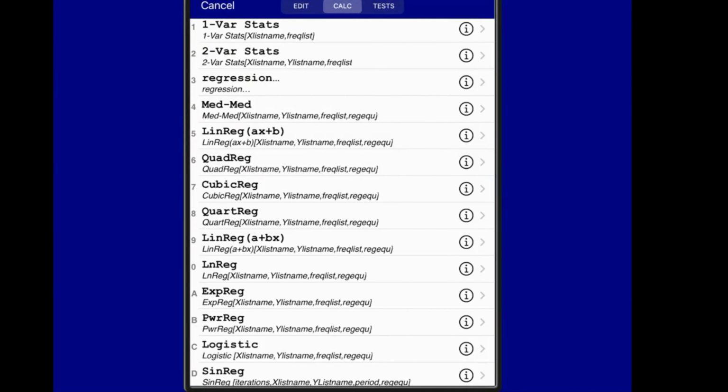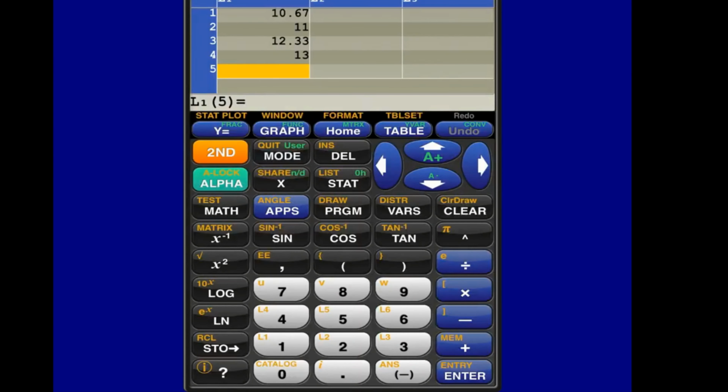Stat, calc. Oh, see, I have to go through it. Stat, edit. Go to the top of the list. Press clear. 11.75. What am I doing? Come on. Wrong numbers, guys. I need to drink another sip of my coffee. Delete. There we go. Okay, my numbers are 8, 10.